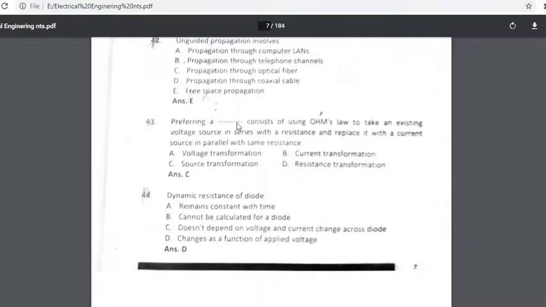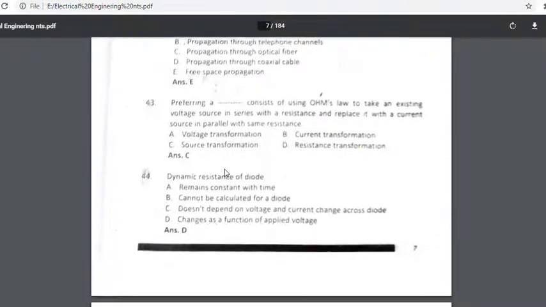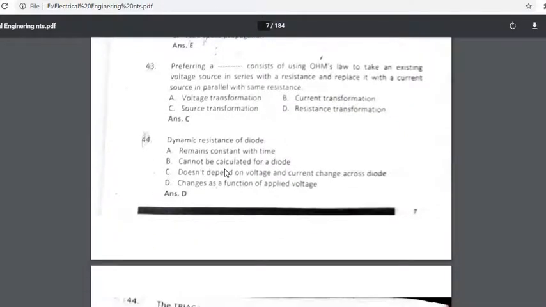Source transformation uses Ohm's law to take an existing voltage source in series with a resistance and replace it with a current source in parallel. This is source transformation.